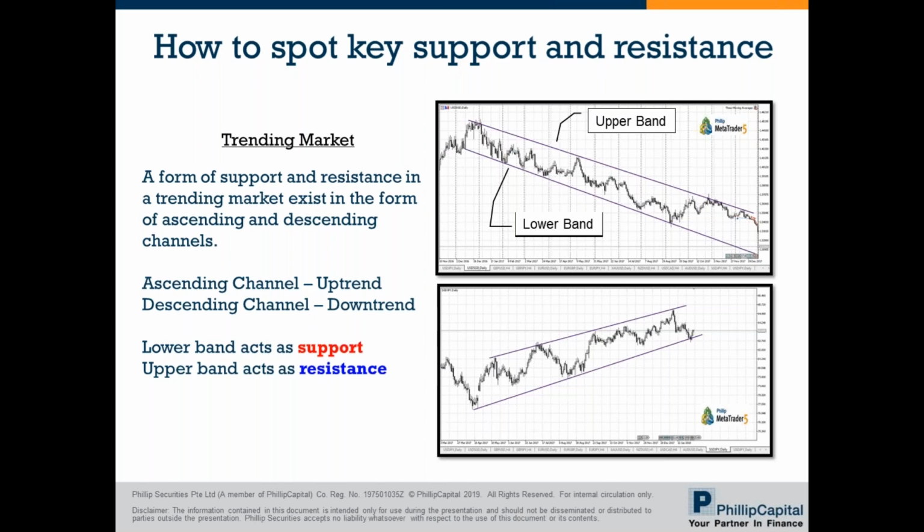Now, if you look at the lower image, there is an ascending channel. Usually that is formed in an uptrend where prices are bouncing to and fro, but in an ascending manner. So the lower band would form what is known as the support, and the upper band would form what is known as the resistance. So that is one way of looking at it, and one way of identifying support and resistance in a trending market.